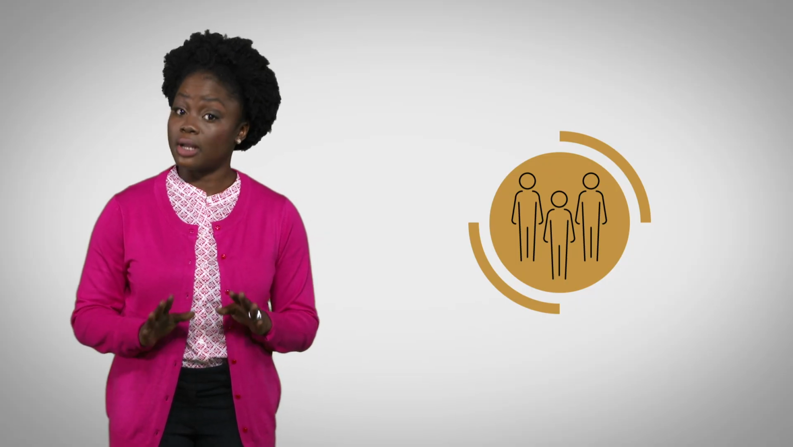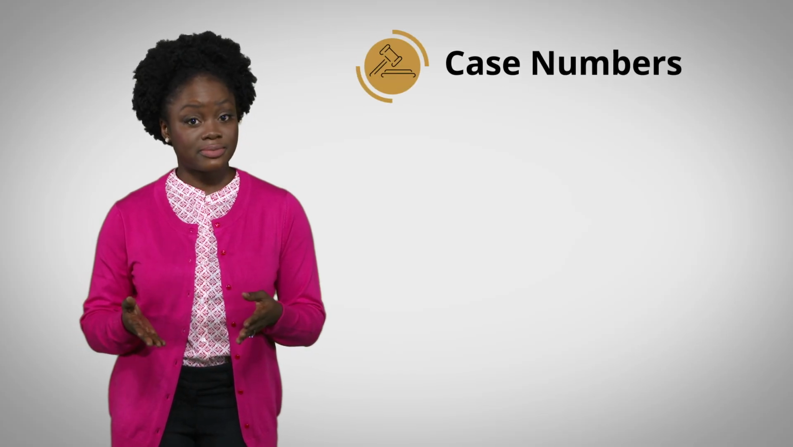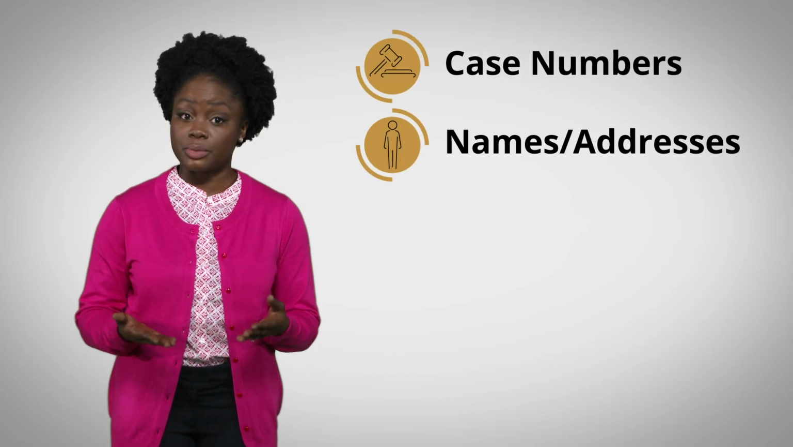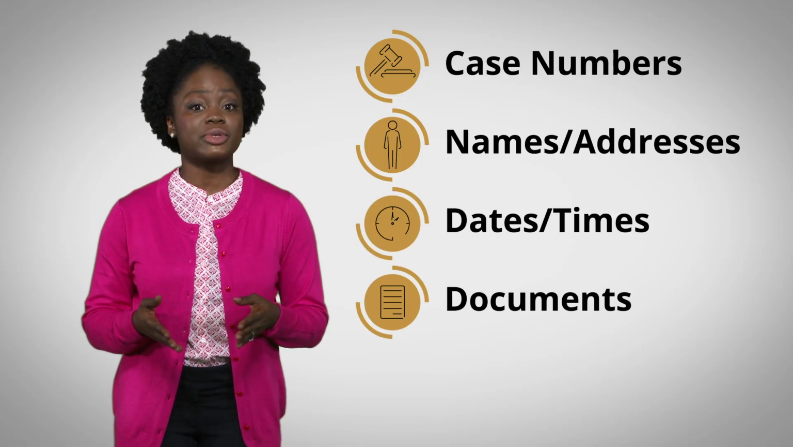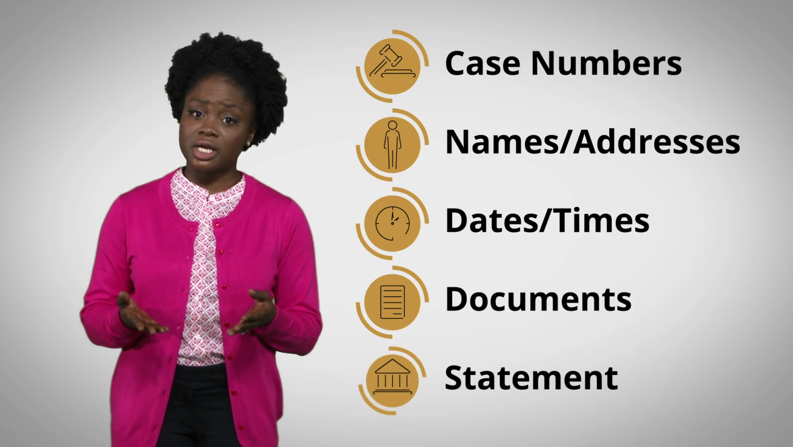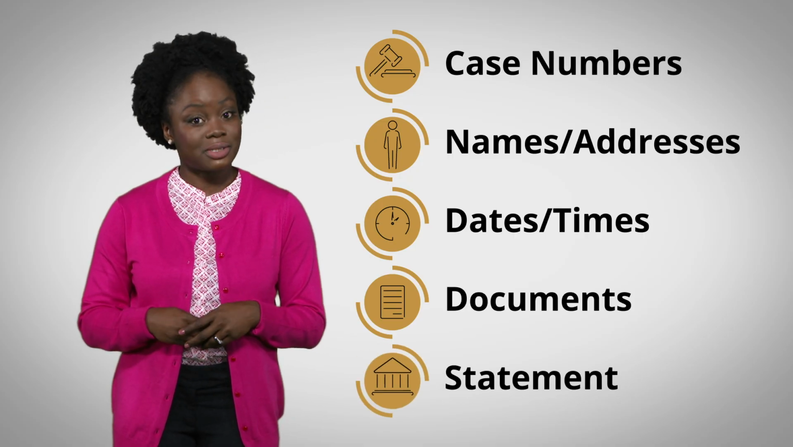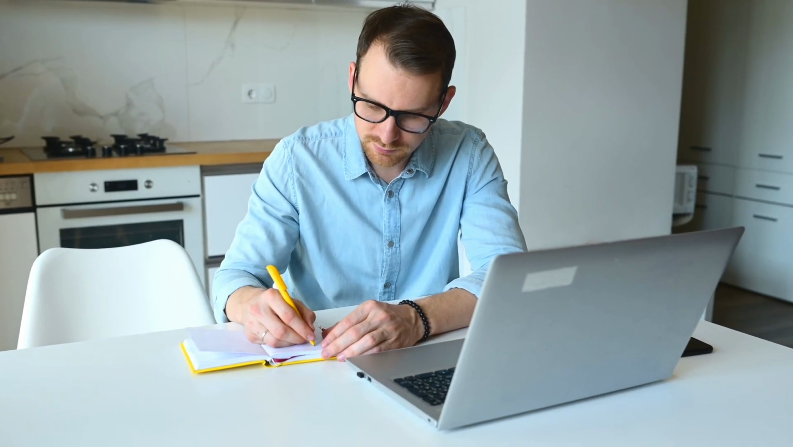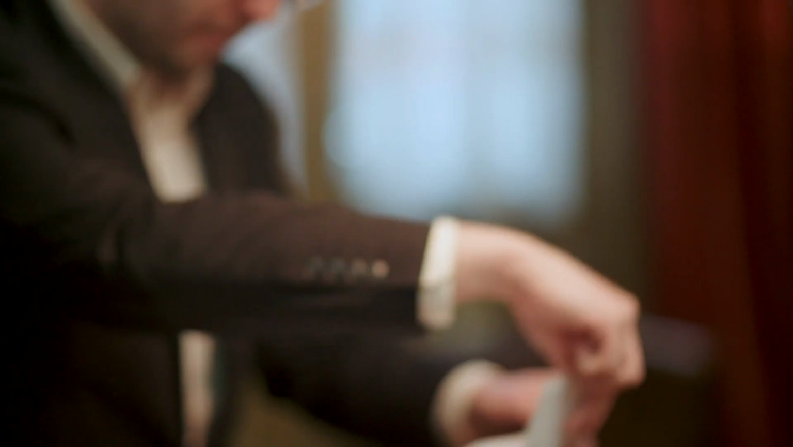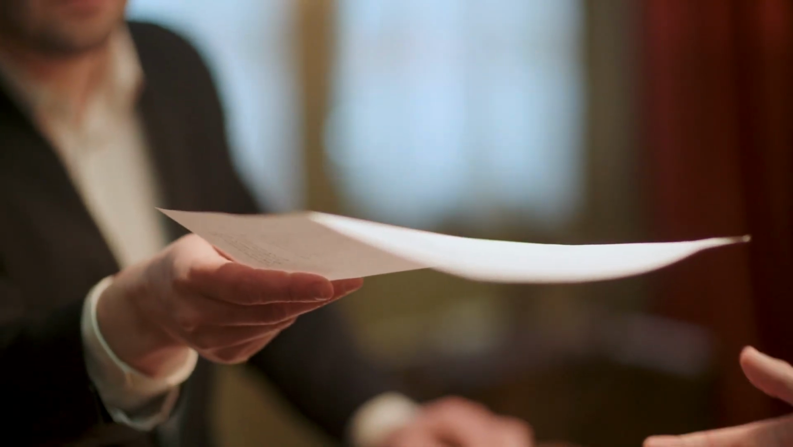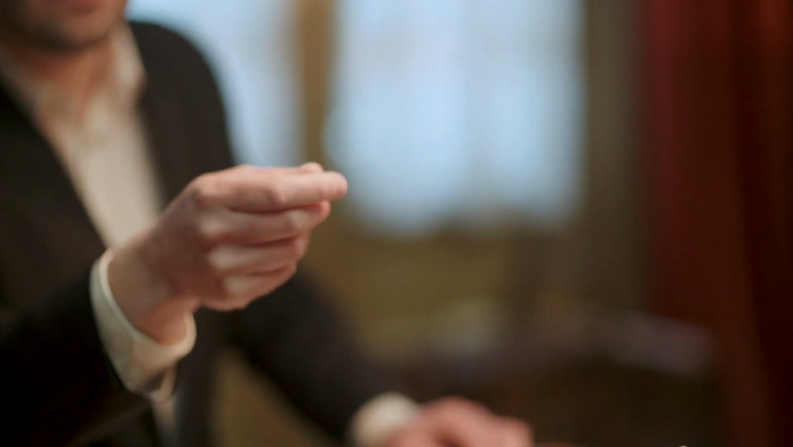Case Search allows you to see a summary of a court case, but not a complete record. For instance, you may see case numbers, the name and addresses of some of the people involved, dates and times of hearings, the names of documents in the court file, and sometimes a brief statement about decisions made by the court. If you want to read a document, write down the case number, then go to the courthouse where the case was filed. At the clerk's office, you may view the file and request copies of most documents.